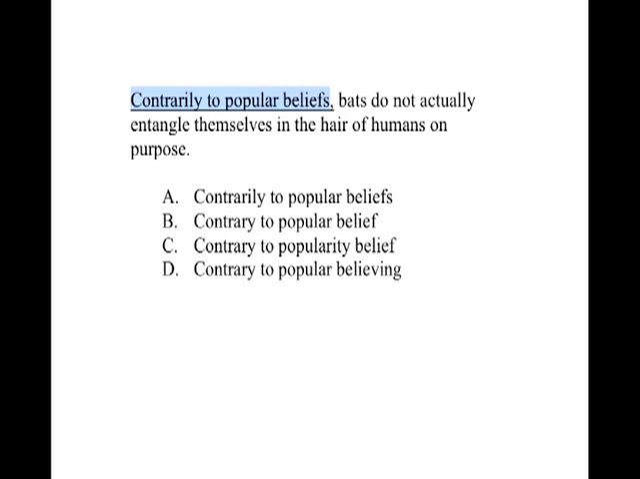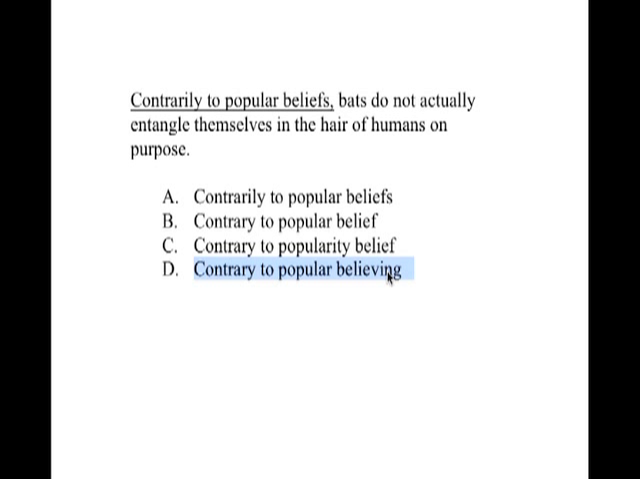And here are the answers we have: A, "contrary to popular beliefs," which of course is going to be the same as the one that's already here. B says "contrary to popular belief." C is "contrary to popularity beliefs." Now, we can tell by looking at this one that it is going to change the meaning of the sentence a little bit, and we don't want to change the meaning. We just want to make sure that it's spelled properly. And then down here, we have "contrary to popular believing."